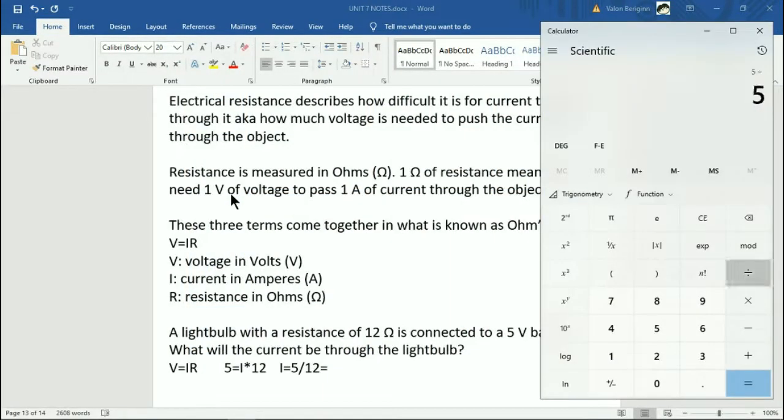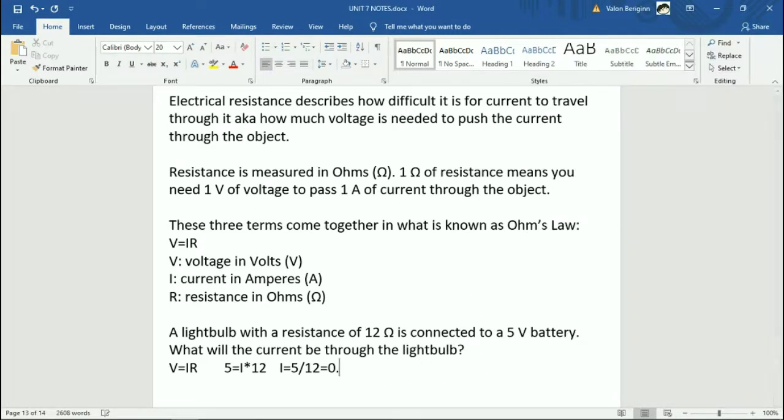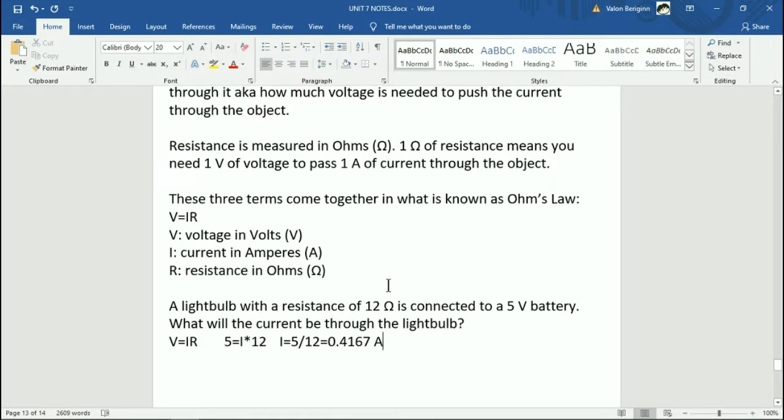0.43 repeating or something? 0.416, okay. 0.4167, say, amps. That's it. This is pretty simple, right? The only really weird thing is that I is current. That's the weird thing with that. So that's very, very straightforward.